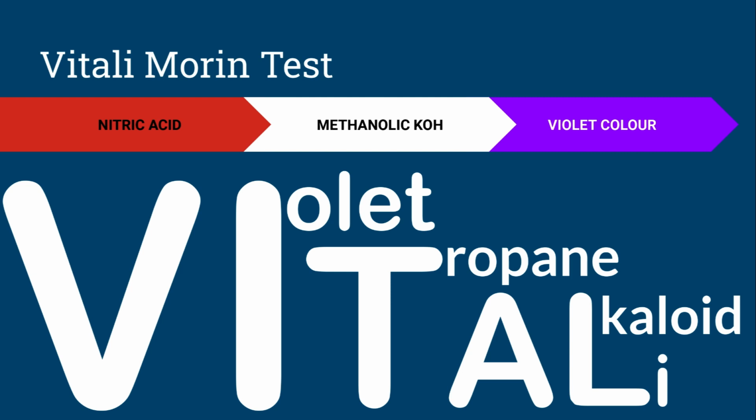Remembering chemical tests and their reagents is very difficult. You can use different tricks to remember such reactions and their reagents. Here, the Vitali Morin test is shown as a picture. In that picture, you can see VI is for violet, which means the end color of the Vitali Morin test is violet.